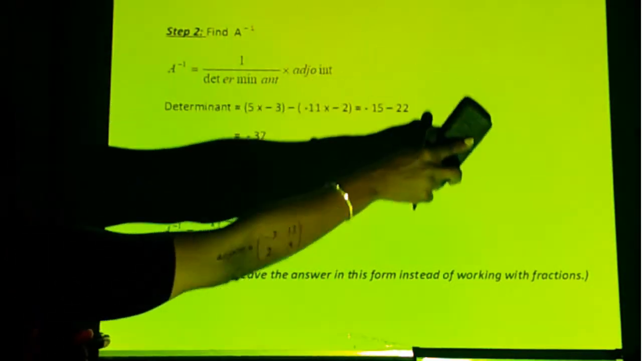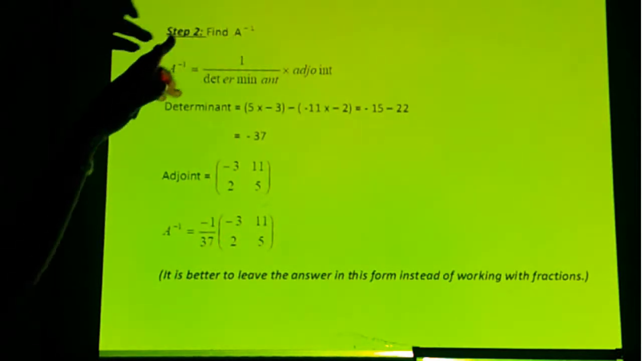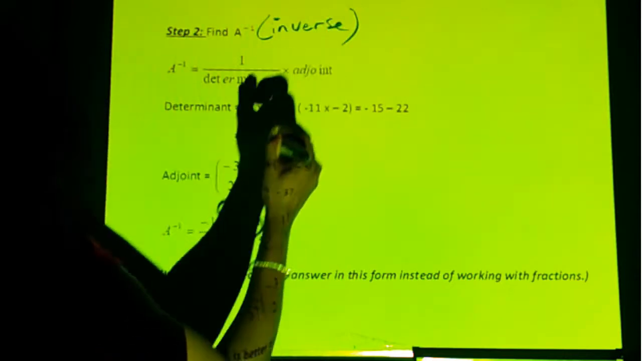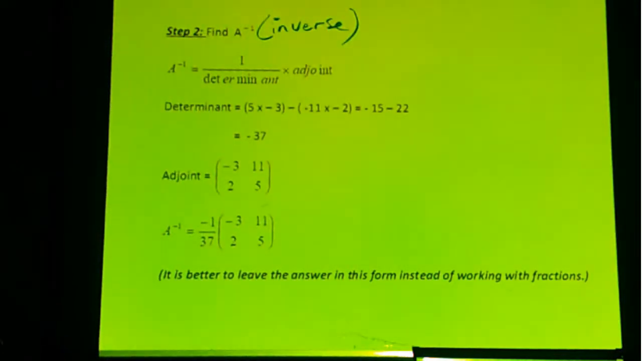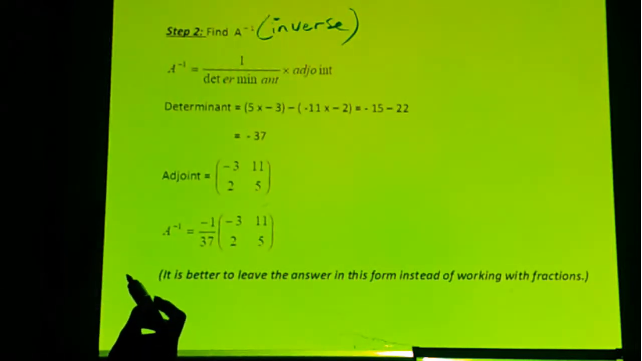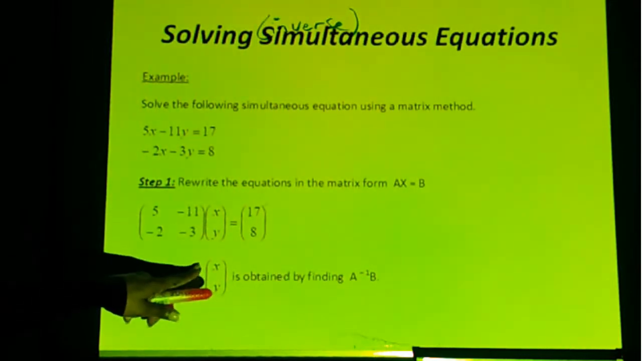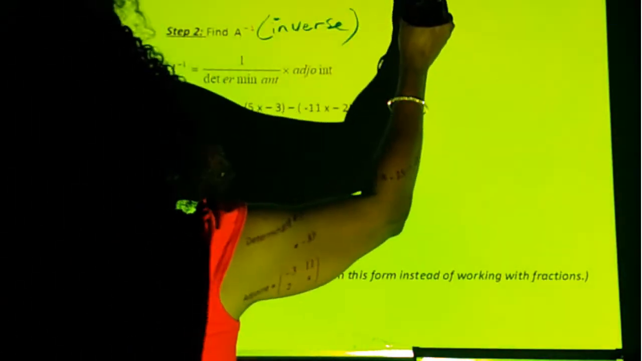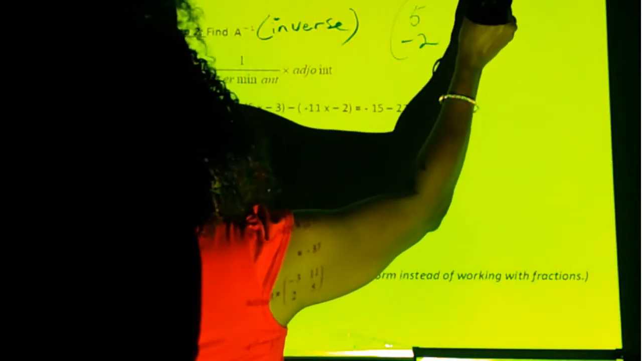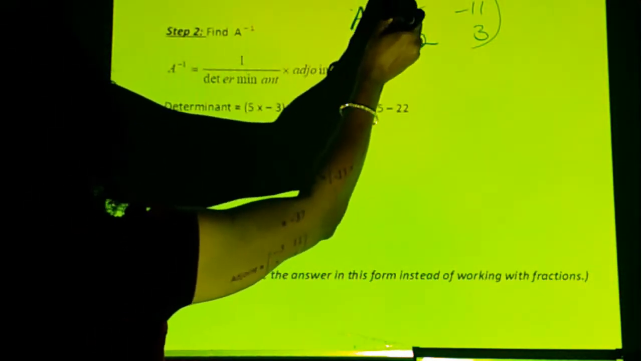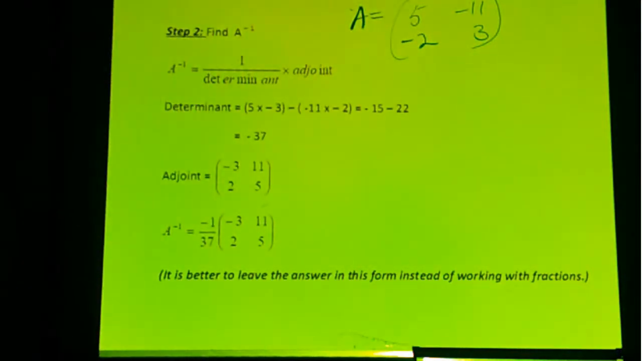So work with me now to find A to the minus 1, which is the abbreviation for inverse. Recall that we said the inverse is 1 over the determinant times adjoint. And the matrix A is 5, negative 2, negative 11, 3. So let's make a note of that. 5, negative 2, negative 11, 3. Okay, this is the matrix A. So we're trying to find A to the minus 1.